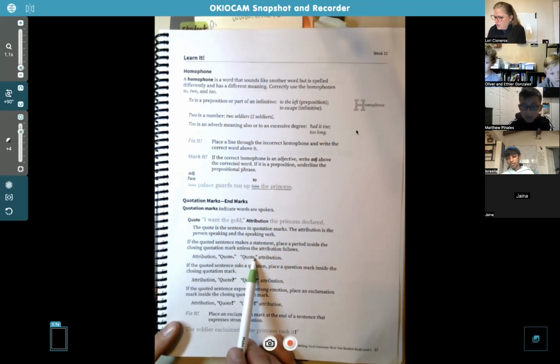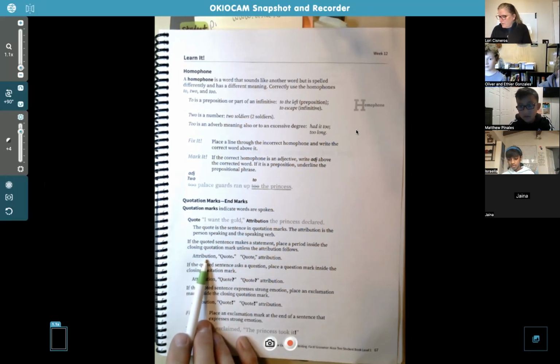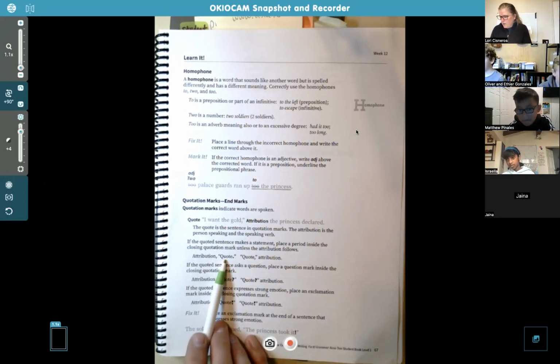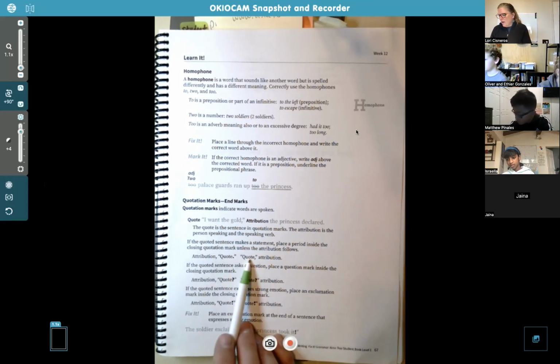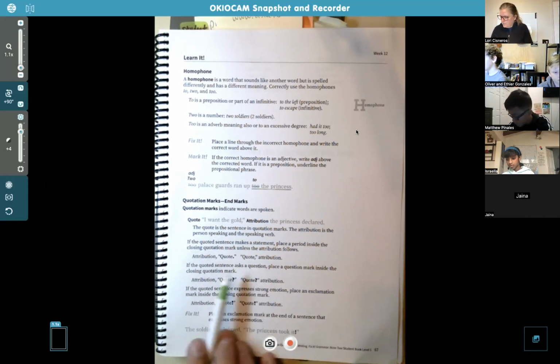And then here the comma is inside the quotation, so it's to the left of it. So this would be an example like, "The princess declared, 'I want the gold,'" or "'I want the gold,' the princess declared." So you can see you can put it either way. It makes sense, but the punctuation changes a little bit.